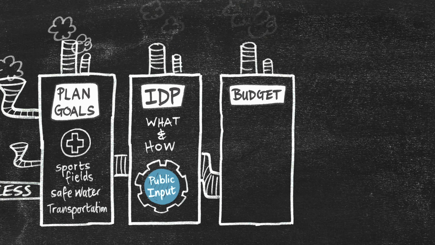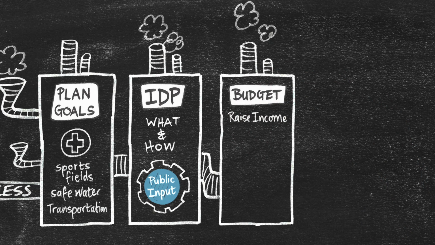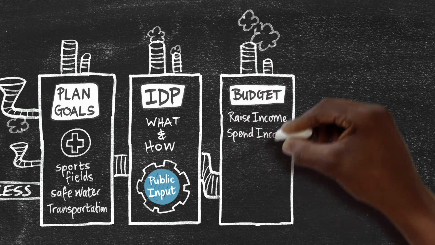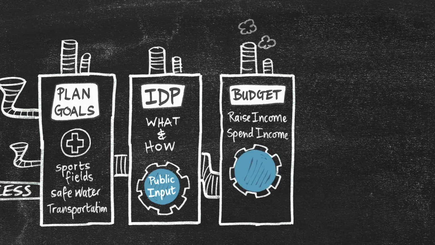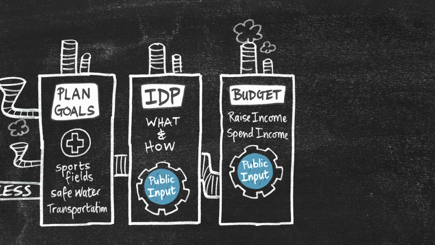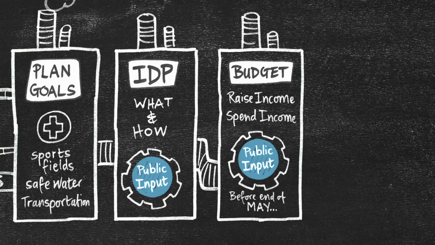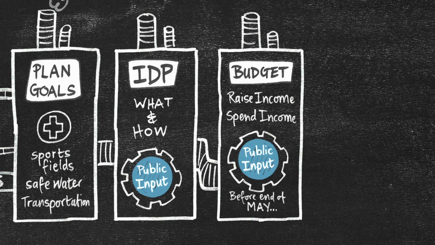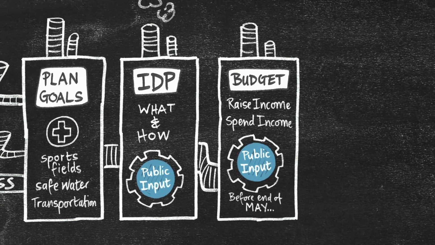A full and clear budget will show how the municipality will raise income and what it will spend this income against. As with the IDP, the public is also able to comment on the draft budget. This must be done before the end of May, after which the final budget will be tabled in council for approval and approved before the start of the new financial year.